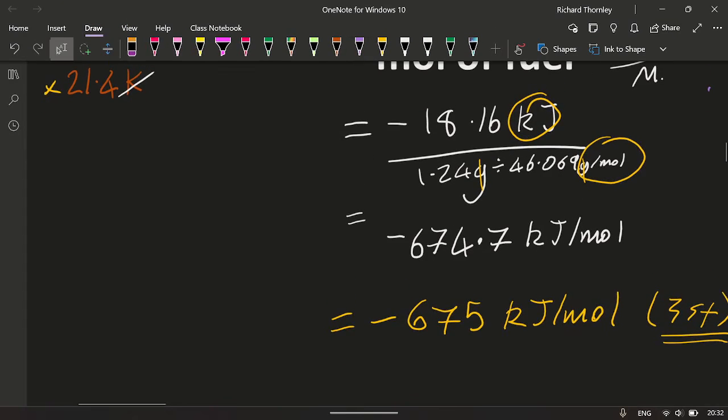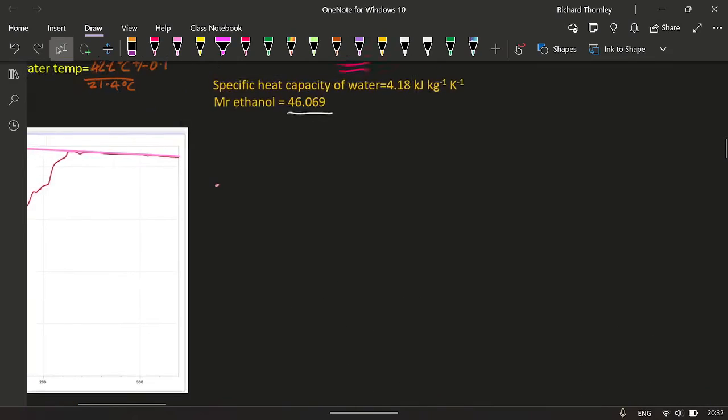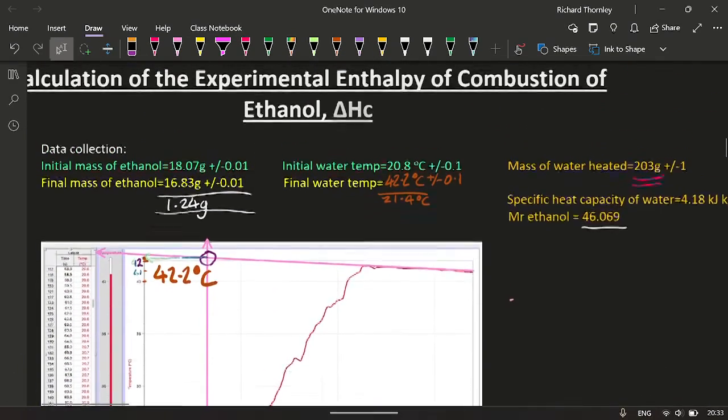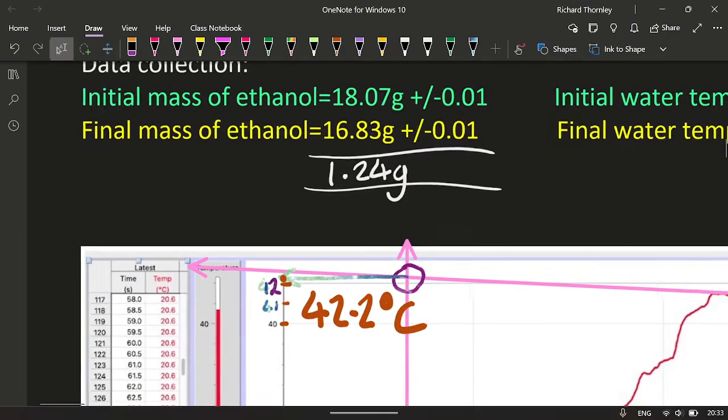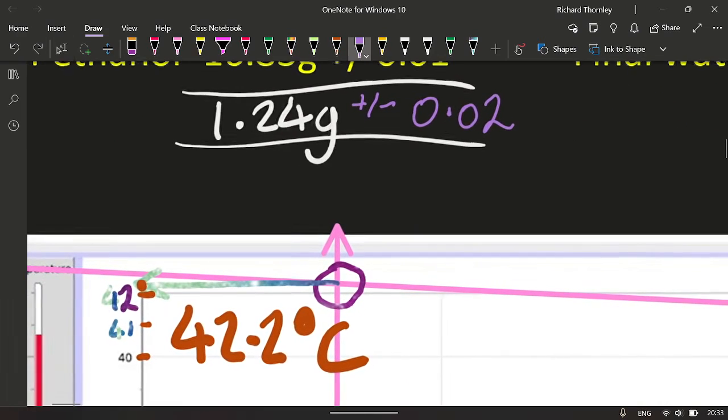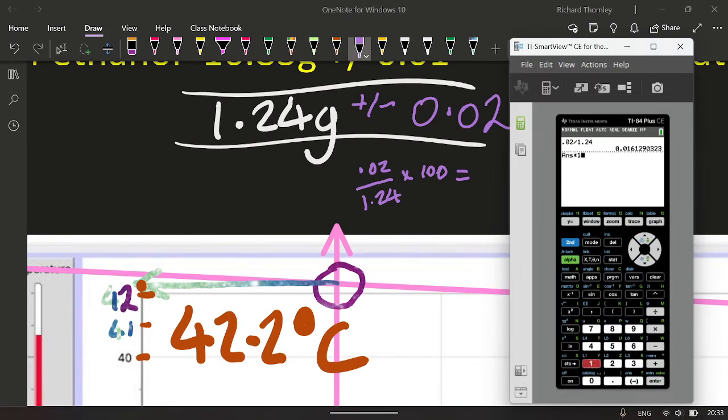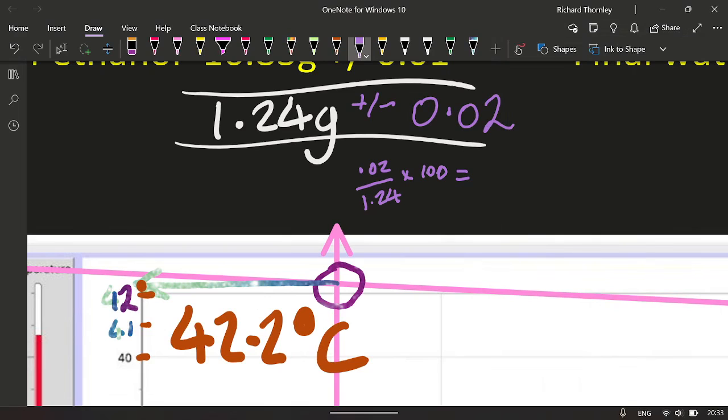Alrighty, so there were some uncertainties in the measurements, and let's see how that plays through to that final answer. So looking at the mass of the fuel ethanol, I'm going to add the uncertainties there to get the uncertainty 0.02. And now to work out the percentage uncertainty, I'm going to take my total uncertainty, perform this simple calculation. So that's plus or minus 1.6%. Alrighty, it's not too bad.